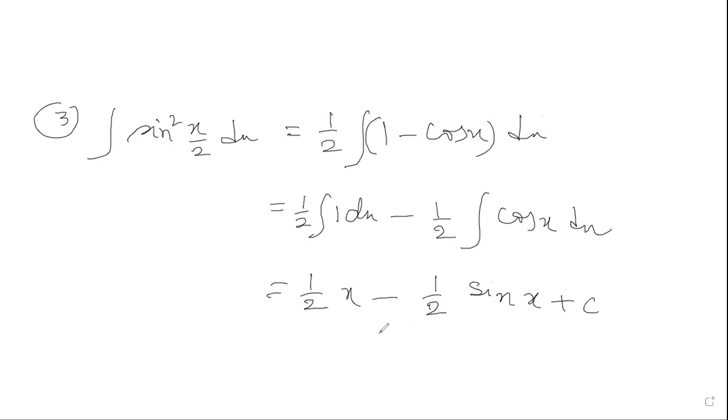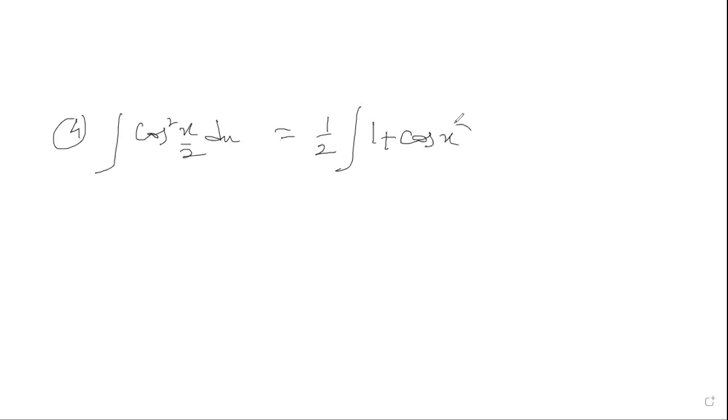Now if I move further, if I take something like cos square x by 2 integration, then you will be again facing the same problem. So it will be half outside, and if you take the integration, it will be 1 plus cos x. The integration of 1 is dx and of cos x is sin x. So it will become, similar to sin, half x plus half sin x. That's all.